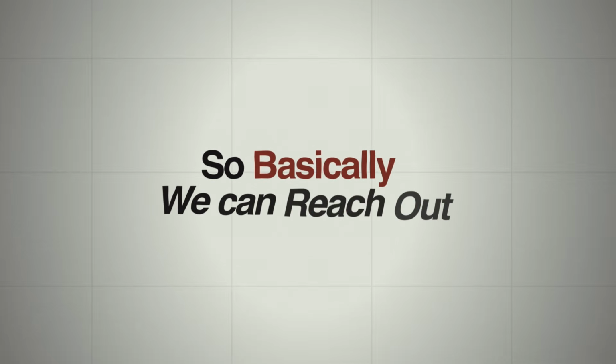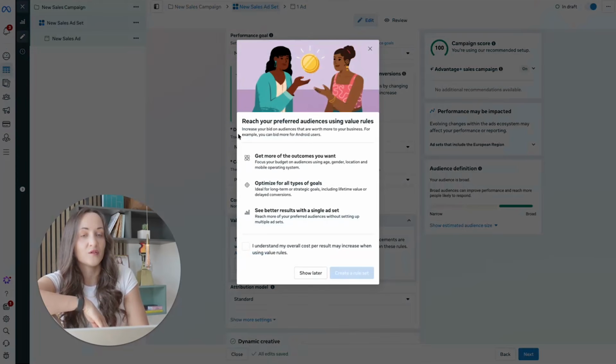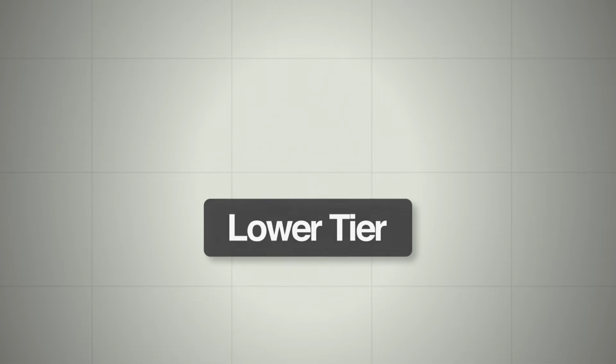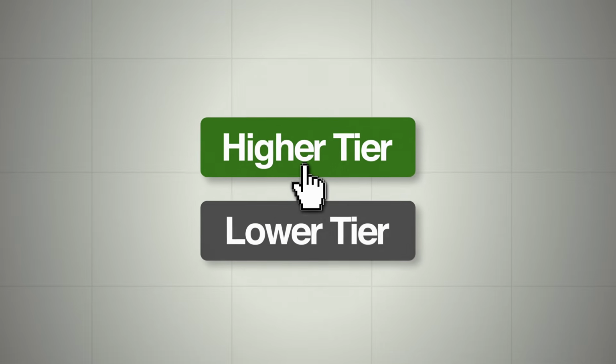So basically we can reach our preferred audiences. We get more of the outcomes we want. So with this, we can increase our bid in the auction for audiences that are worth more to our business. But our cost per purchase will go up when we're using this rule, right? So we're willing to spend more on a customer that is worth more to our business. So for example, I have a school community that has a lower tier and a higher tier. So I could bid more for people that are more likely to take the higher tier.